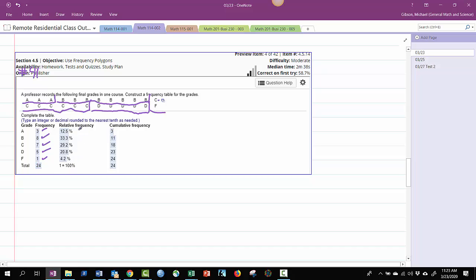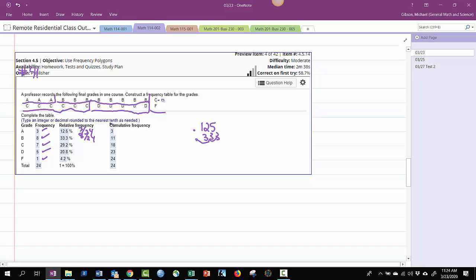Now the relative frequency, what you do is you take the count for the class divided by the total count. So in other words, 3 divided by the 24 will get you 0.125, and then turn it into a percent gets you 12.5%, right? So for B, for example, there's 8, the total is 24. 8 divided by 24 gets you 0.333, turn it into a percent, move the decimal place 2, it's 33.3. All right, so that's the first 2 columns.